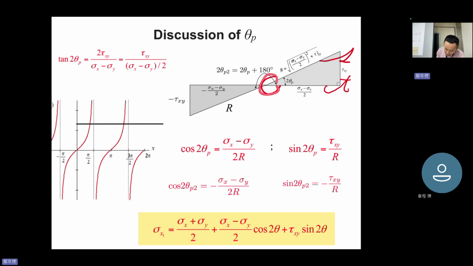So your cosine 2 theta p is sigma x minus sigma y divided by 2 over r, and your sine 2 theta p is tau xy over r. Okay, so you substitute this. Ugly. Okay, and you can obtain sigma x1. All right, so easy. This is solution one.